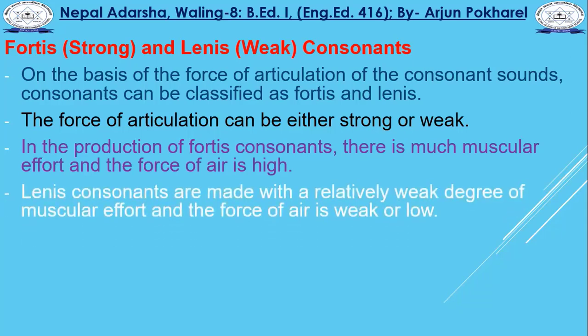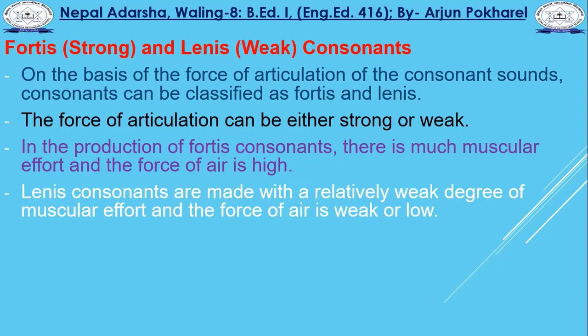Lenis consonants are made with a relatively weak degree of muscular effort. The muscular effort is weak, and the force of air is also weak. There is not much force of air; the air from the lungs comes with low effort. There is not much muscular tension in the production of Lenis consonants.